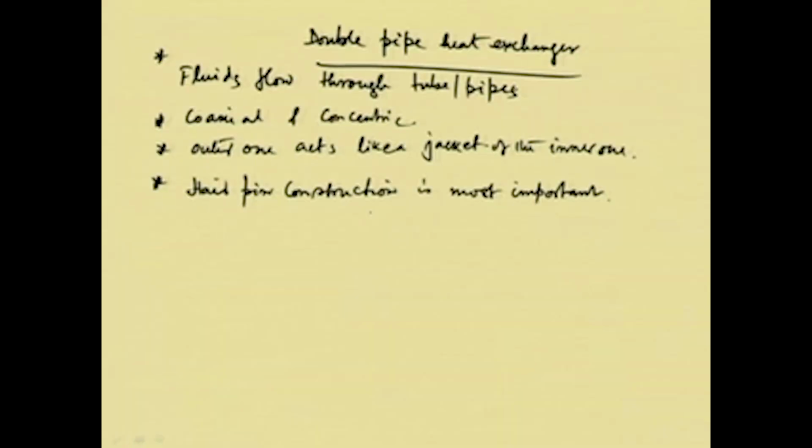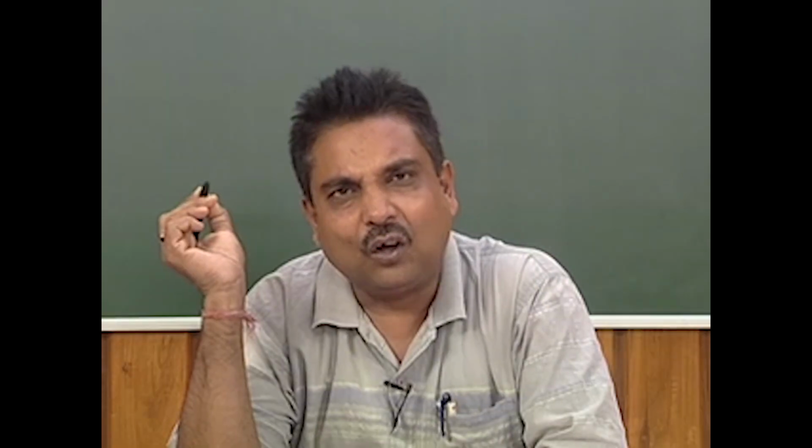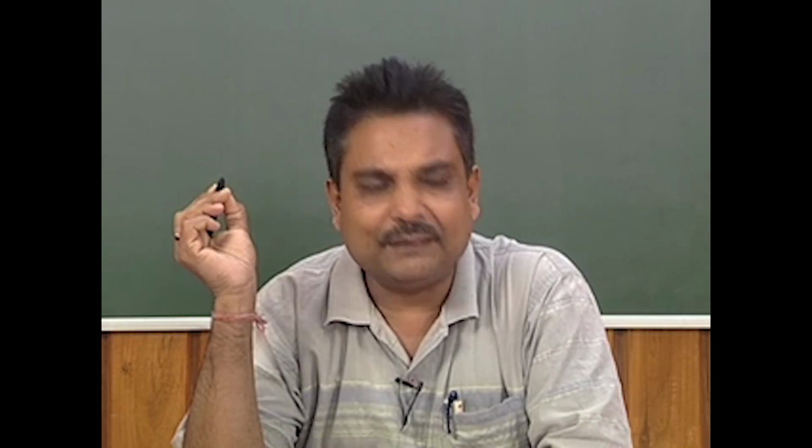Now, what I was telling, hairpin construction is the most important for a double pipe heat exchanger. In addition to that, we should say that a double pipe heat exchanger is usually used for a low heat duty situation. That means when we have less heat to be transferred and less fluid to be handled, double pipe heat exchangers are normally used. And low heat duty means a range of less than 500 kilowatt.